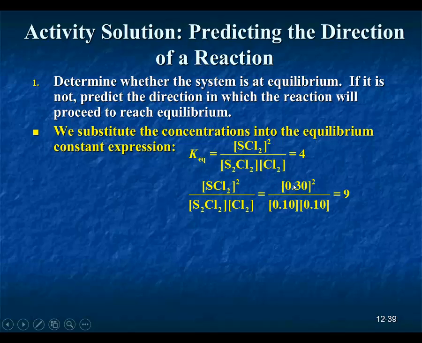Now, if you were to find those initial concentrations gave you a value of 4, we could say we were already at equilibrium. In this case, the value is not 4. It's greater than 4. So that tells us I actually have more product than reactants than I would have at equilibrium because the value is too large at the initial concentrations.